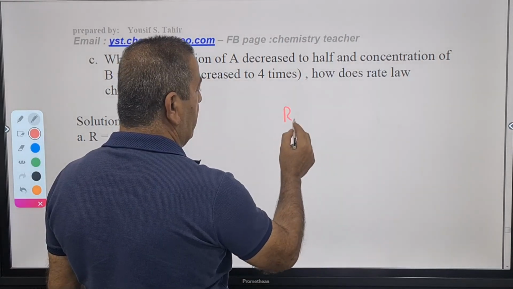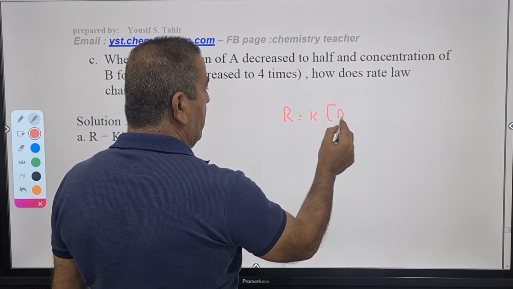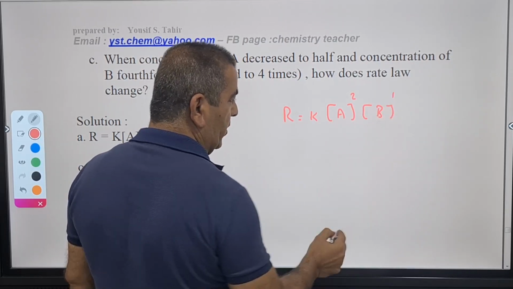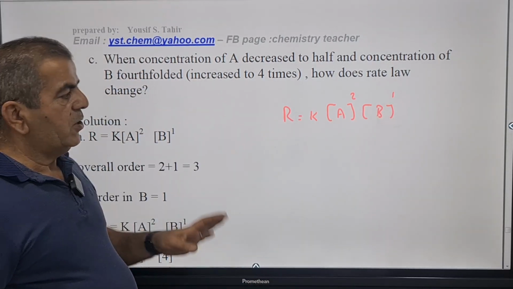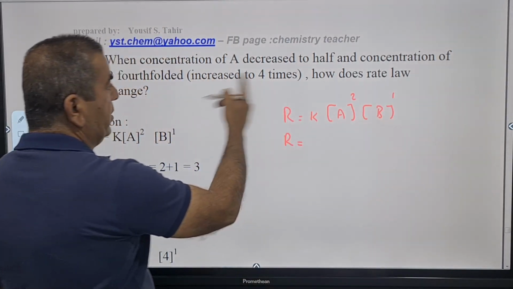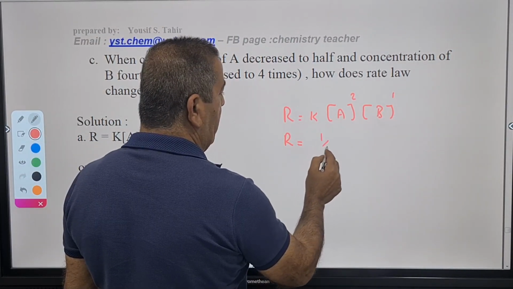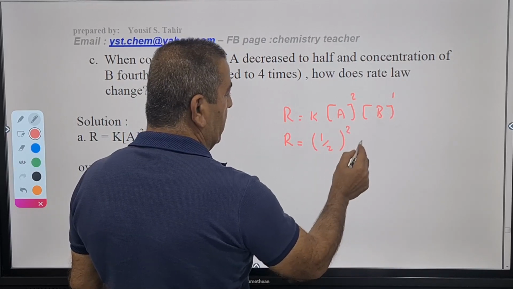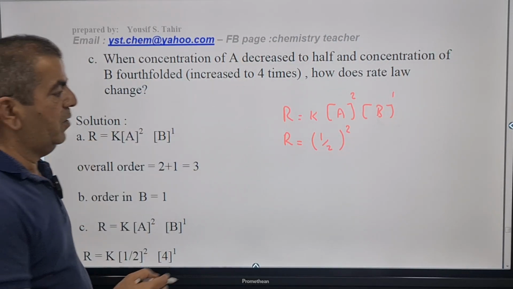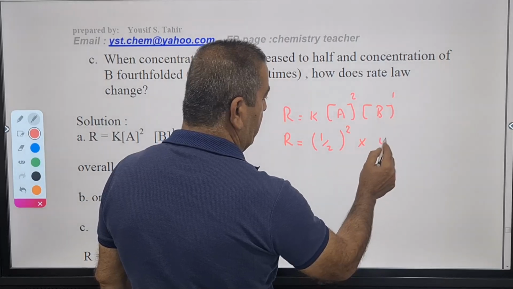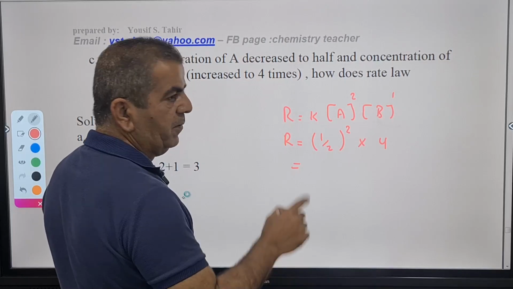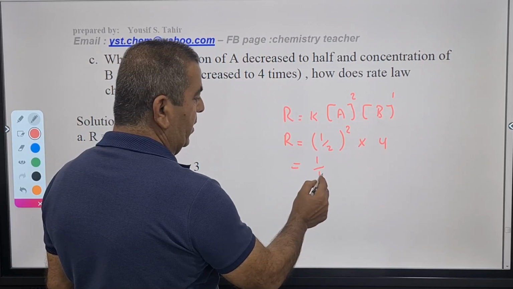We have the reaction rate equals K times A, which has order of 2, times B concentration, with order of 1. As we said, K is constant, so we're going to ignore it. We will say R equals A cut to half, so we have half, and this is squared, times B. B is increased 4 times, which is 4-folded, and the power of B is 1. So we have the square of half. Half times half is 1 by 4.